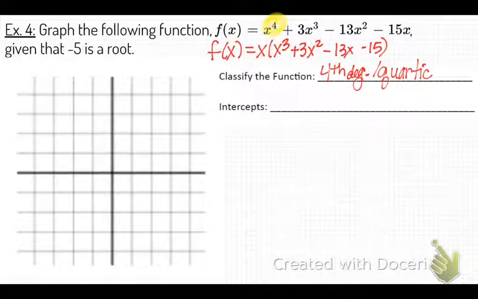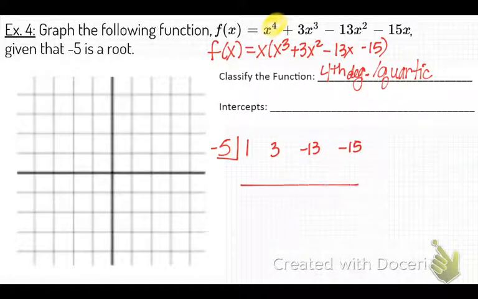Okay, now that I've factored out the GCF, what is my next step? Do I factor or do I divide? Why do I divide? Yes, because I have a given. So given, use division. What kind of division is synthetic? And negative 5 goes in here. How come I didn't change it to a positive 5? Because it's a root, not a factor. Good. So now my numbers are 1, 3, negative 13, and negative 15.